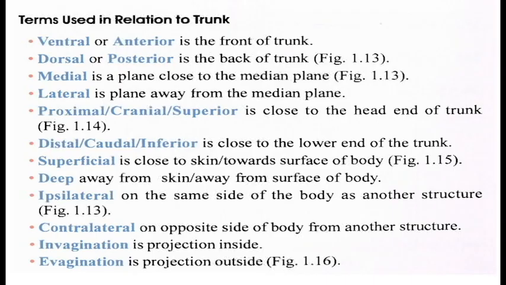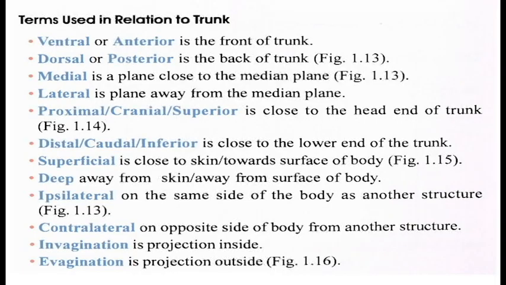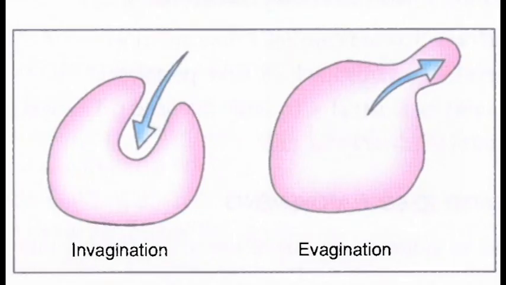Proximal, cranial, superior: towards the head or the upper part of the body. Distal, caudal, inferior: towards the lower part of the body or the feet. Superficial: close to the skin or the surface of the body. Deep: away from the skin, deeper inside the body. Ipsilateral: on the same side of the body, e.g., right hand and right foot. Contralateral: on opposite sides of the body, e.g., left hand and right hand.